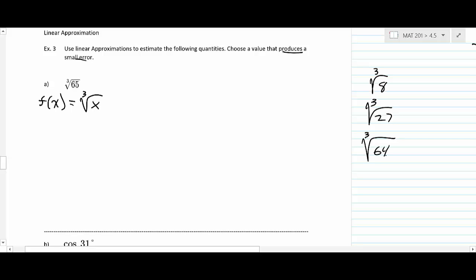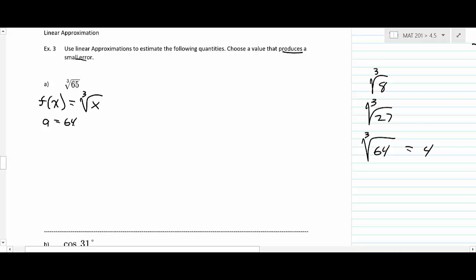64. That's probably the best one. How come? Because it's so close to 65. Agreed? Okay, if you used cube root of 8 or cube root of 27, you would get a linear approximation, but it would have a bigger error. So you want to get as close in as you can. So what we're going to say is a is 64.